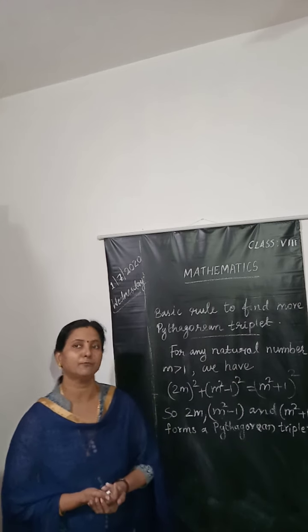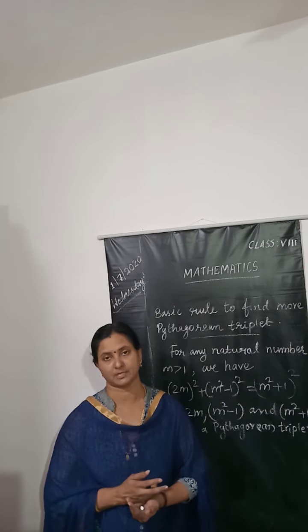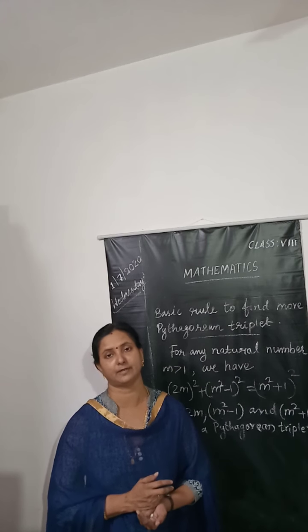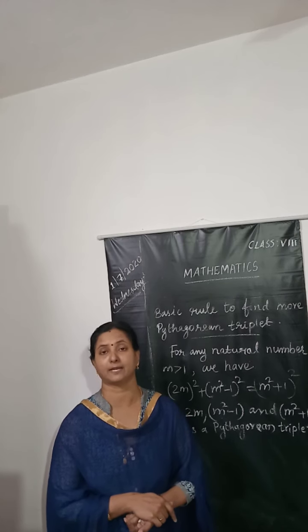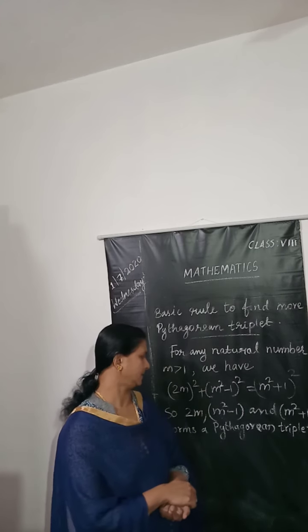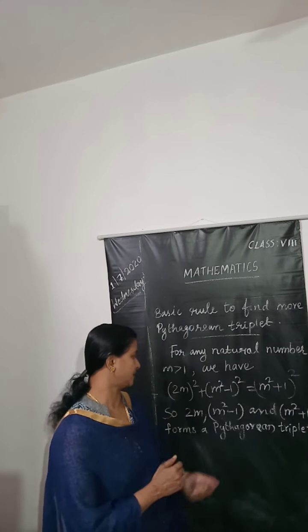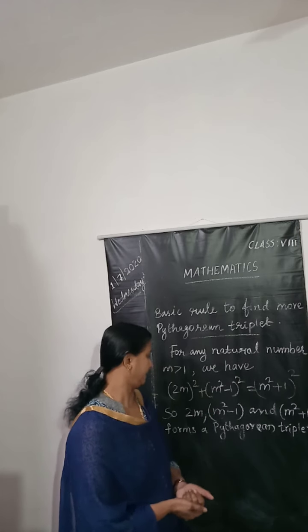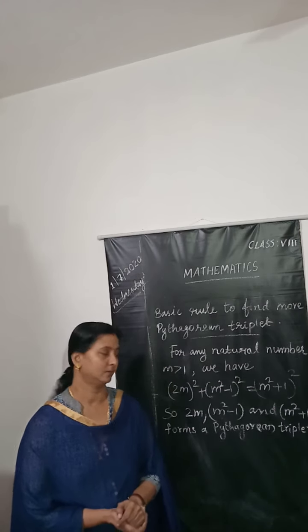So, the general form of Pythagorean triplet is 2m, m square minus 1 and m square plus 1, where m is a natural number for all m greater than 1. Now, we can find one of Pythagorean triplet using this method. Let m is equal to 5.